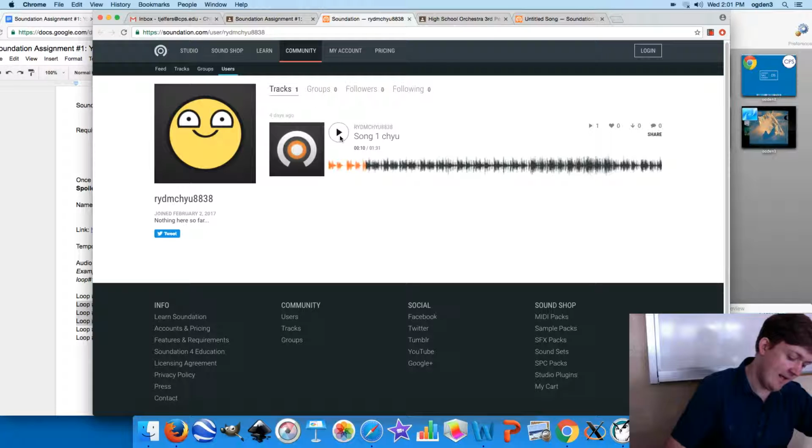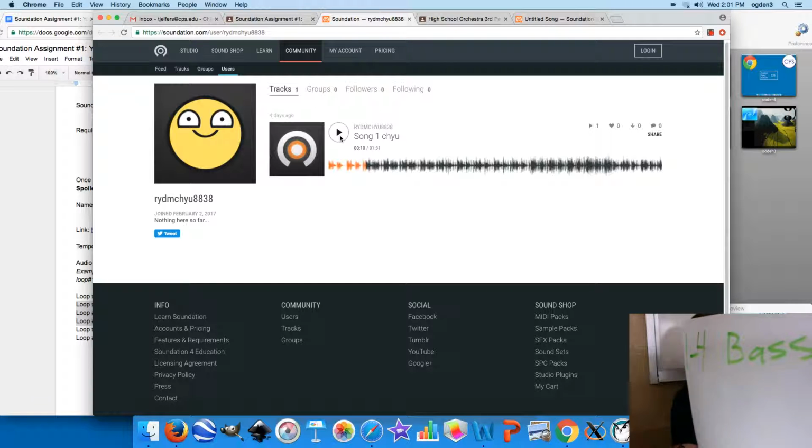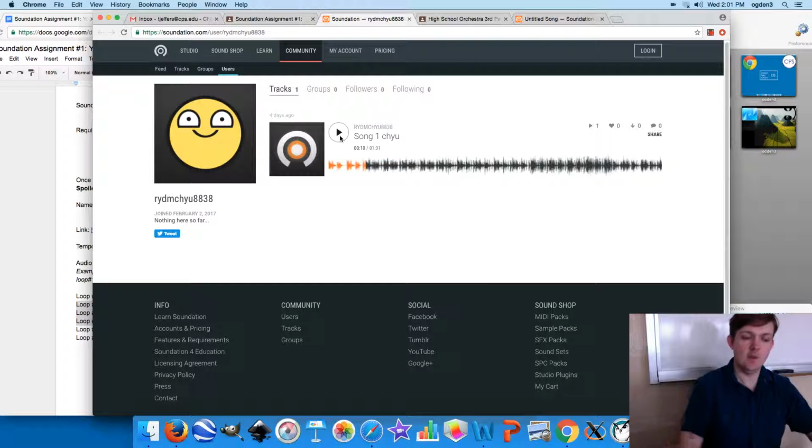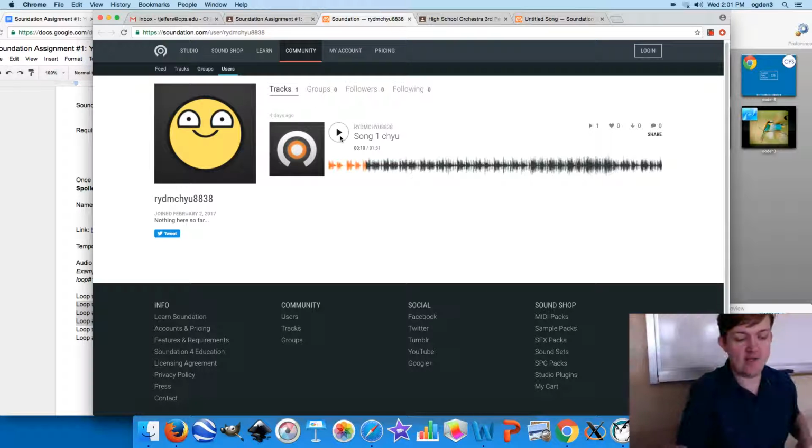So I'm going to have kind of a little cheat sheet going. This isn't required, but this is what I'm using, and you can kind of see it right there. I just put 1 through 4, bass. Now I'm starting measure 5, so I'm going to write what I hear at measure 5.